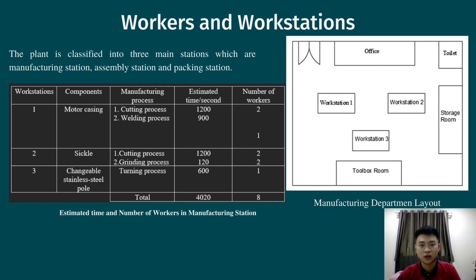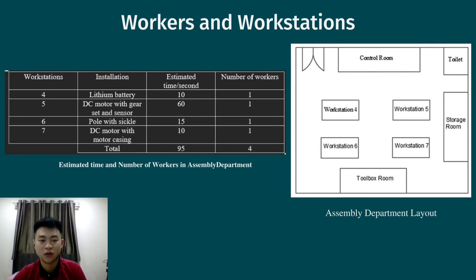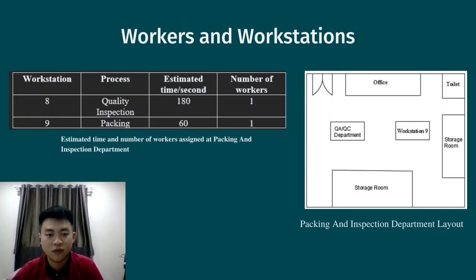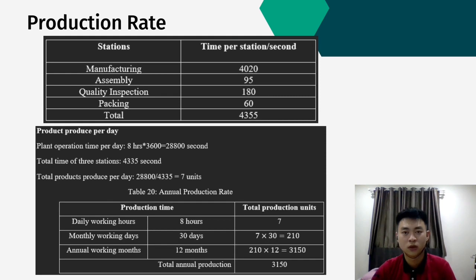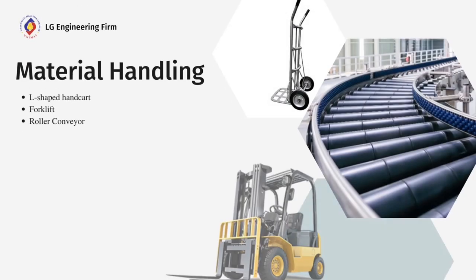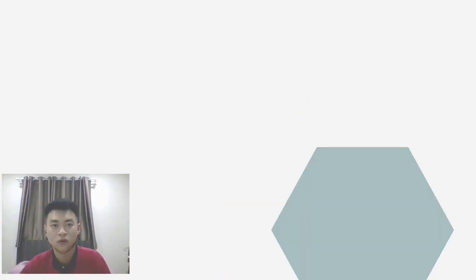The table below shows the estimated time and number of workers in the manufacturing station, and the figure beside is the manufacturing department layout. The table shown at the left is the estimated time and number of workers in the assembly department, and the figure shown at the right is the assembly department layout. The table shown at the left is the estimated time and number of workers assigned at the packing and inspection department, and the figure at the right is the packing and inspection department layout. This is the production rate of the production line, which can produce 3,150 units per year. The material handling used in Yaoju Engineering Firm are hand truck, forklift, and roller conveyor.